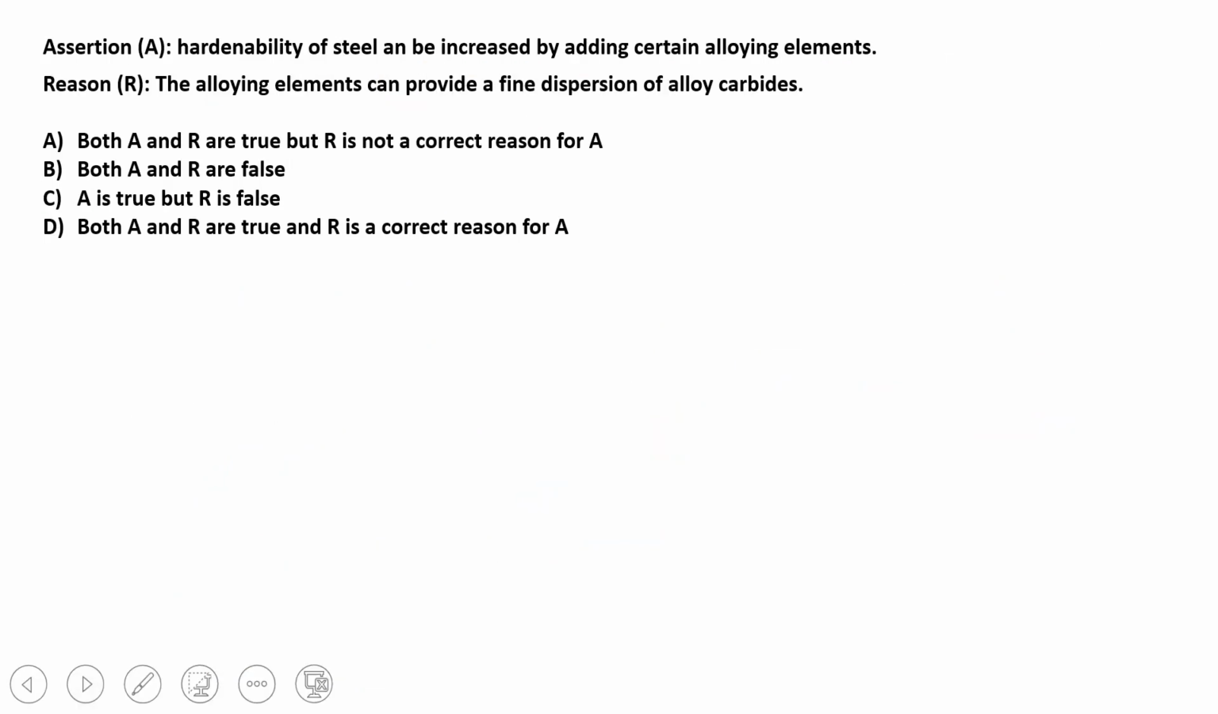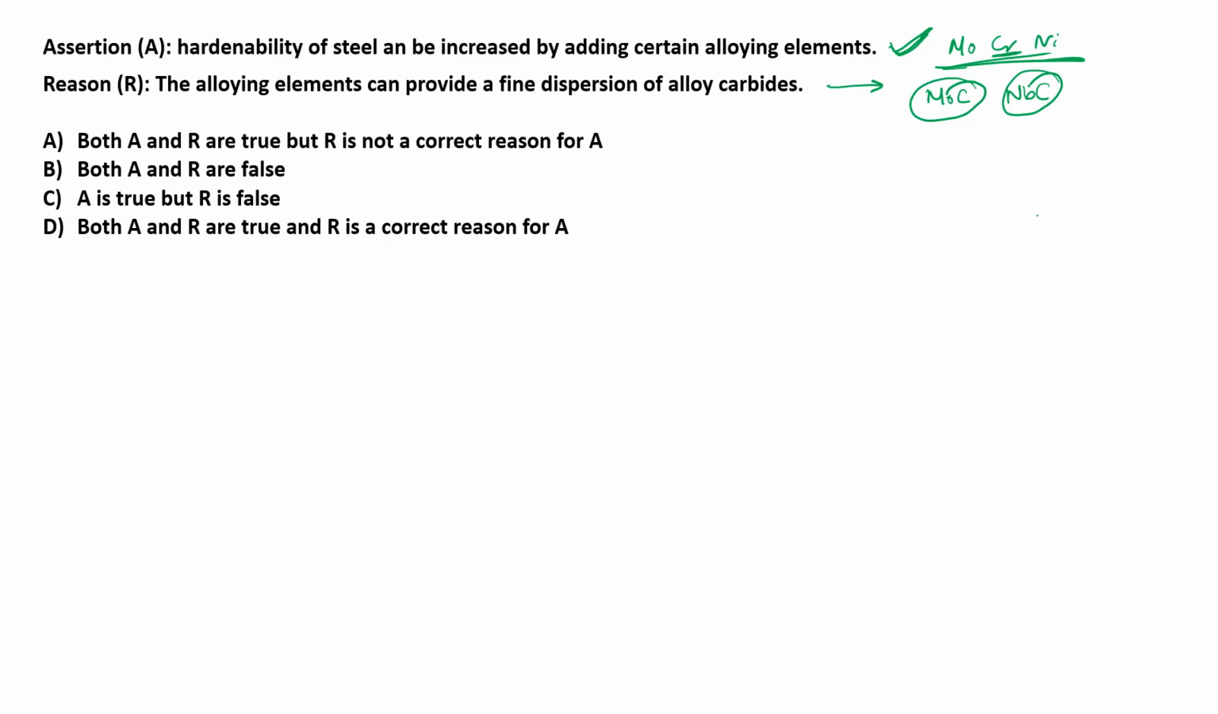Next, assertion and reason type question. Hardenability of steel can be increased by adding certain alloying elements. So yes, this is correct. When we add certain alloying elements like moly, chromium, nickel, these increase the hardenability. The alloying elements can provide a fine dispersion of alloy carbides. Yes, when we add moly, it forms moly carbides. Chromium also has the tendency to form chromium carbide. Like niobium, we add, the niobium carbides are formed.